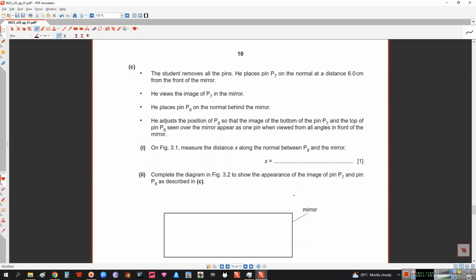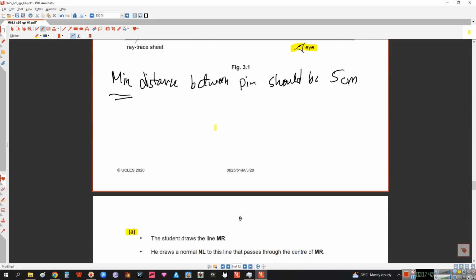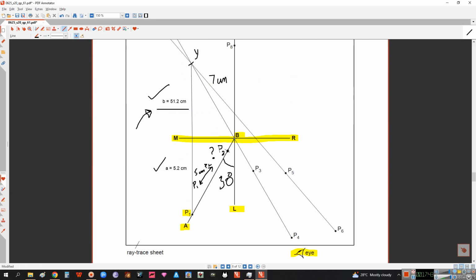Okay, the student removes all the pins. He places pin P7 on the normal at a distance 6 centimeters in front of the mirror. Now we need to look for P6, which is 6 centimeters from the mirror. He views the image of P7 in the mirror. He places P8 on the normal behind the mirror. He adjusts the position of P8 so that the image of the bottom of P7 and the top of P8 are seen above one another. So what he did, the student has now taken point 6. We're going to take the center. We're going to have 6 centimeters.